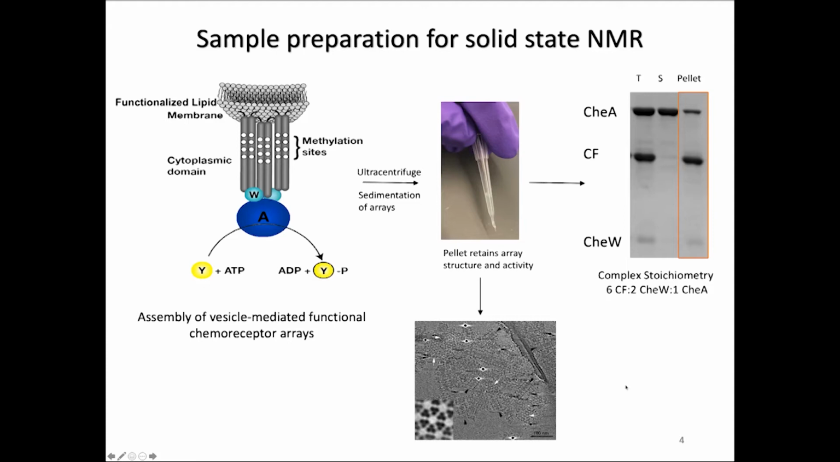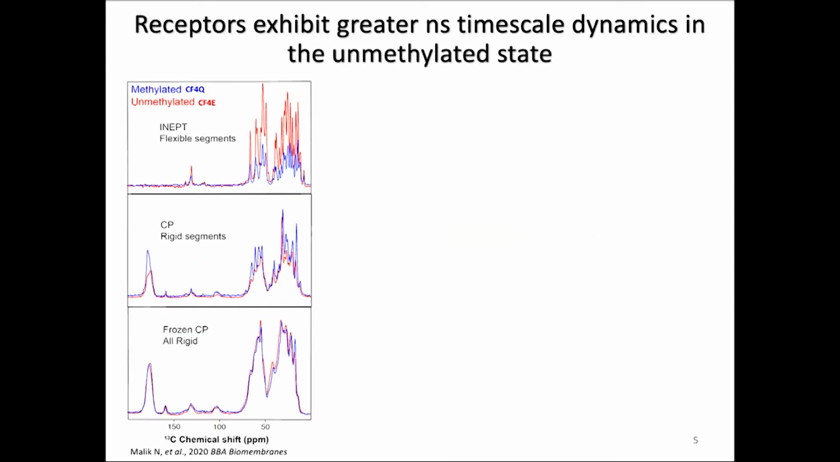The first question that we now want to ask is, is there a difference in dynamics between the methylated and the unmethylated state of the receptor? So the very first experiments that people do in solid-state NMR is to first see what kind of a signal we are getting. With the cross-polarization experiments, basically we can observe the rigid segments of the protein, and with INEPT experiments, we can observe the flexible segments of the protein.